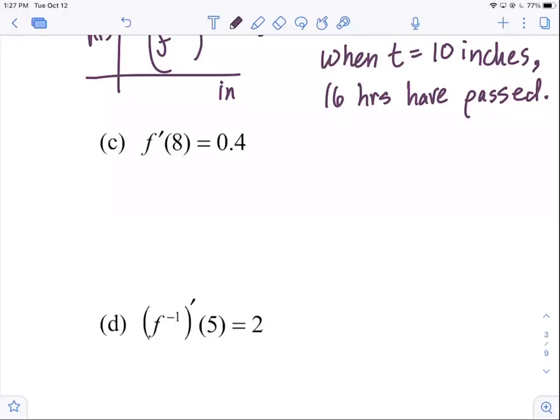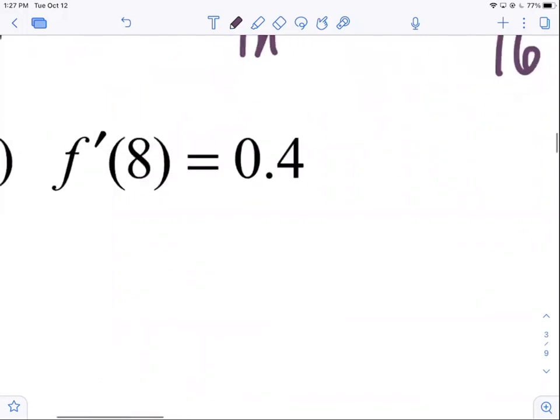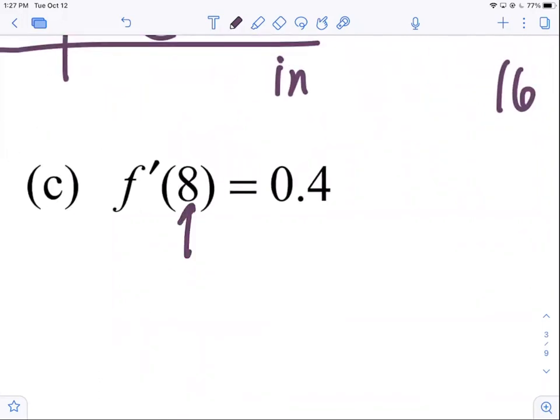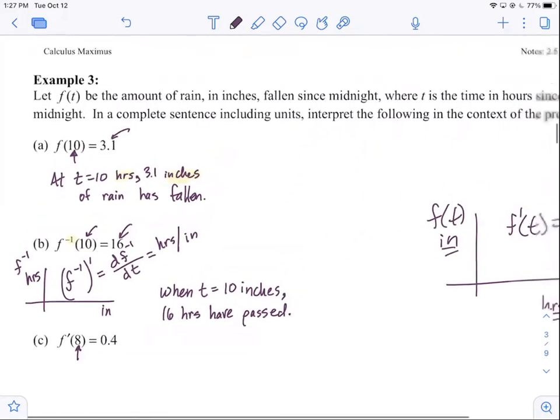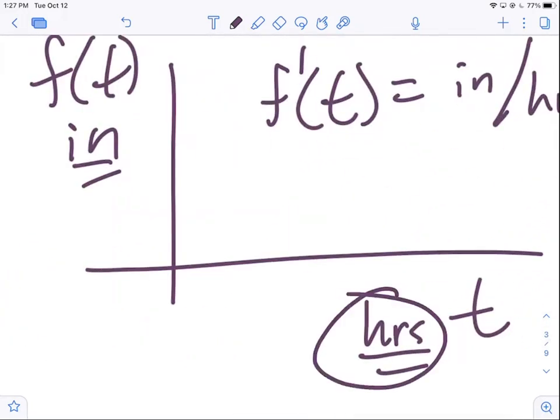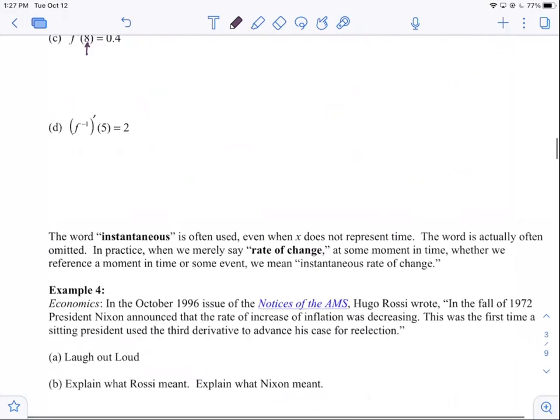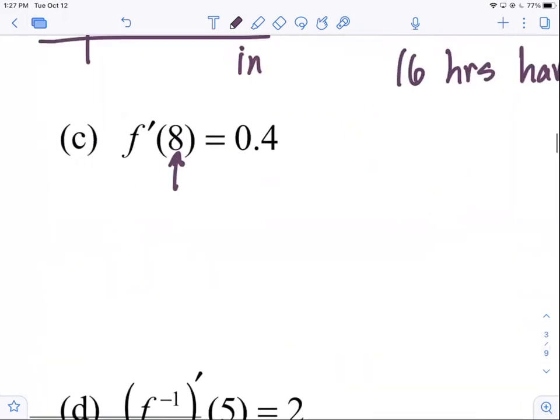Let's see how you did with Patty Griffin and Harry Styles here. F prime of 8. So 8, we're going back to f. So in this case, 8 now represents hours again. So again, you can say at 8 a.m. Don't just say at 8 o'clock, right? Because then it's like, what are you talking about? AM, PM, or ZM? Come on. So at t equals 8 hours. Boom. Good.